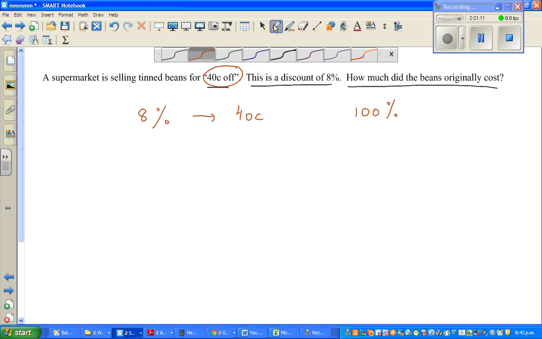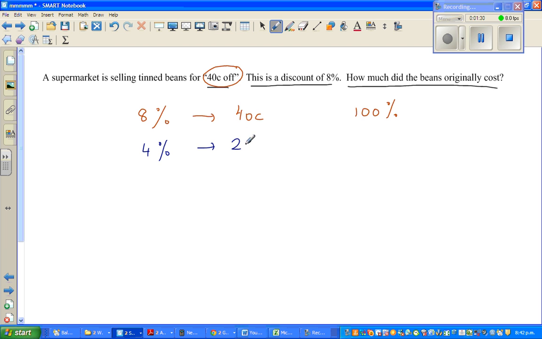So I'm going to use proportion. Okay, so what is 4%? Use your logic. If 8% is 40 cents, how is 4% related to 8%? Well, you can easily see 4% is half of 8%. So this will be 20 cents. Here what you have done is, if you divide 8 by 2, you'll get 4%. You do the same thing here, divide by 2.